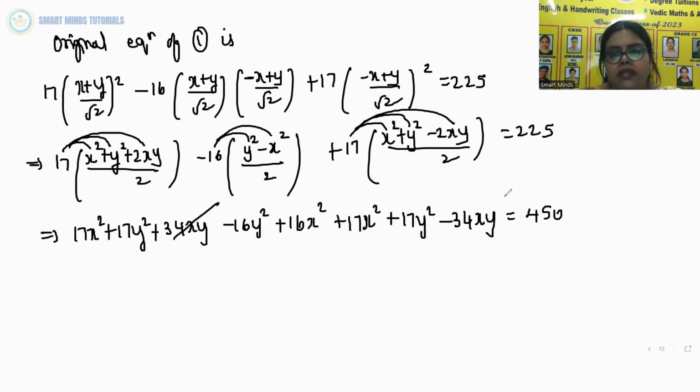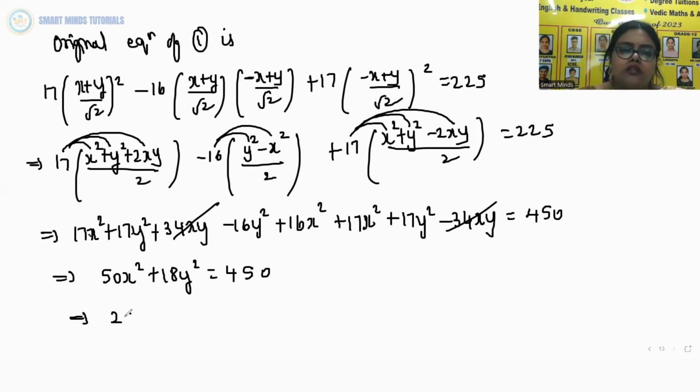Now 34xy minus 34xy cancel. Now you see 17x square plus 17x square is 34x square. 34x square plus 16x square is 50x square. Now 17y square plus 17y square is 34y square. 34y square minus 16y square is plus 18y square, is equal to 450. Now we take 2 common. So we get 25x square plus 9y square is equal to 225. This is the required equation.